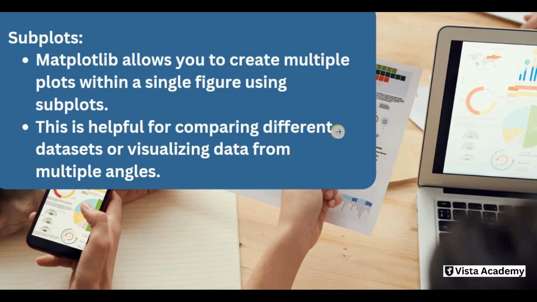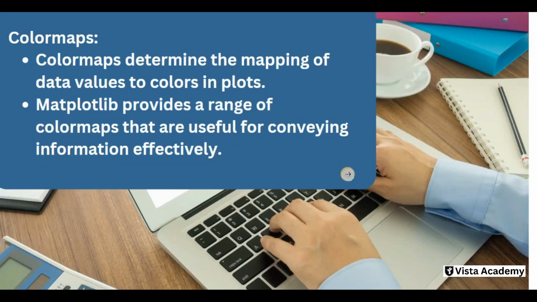Next is subplots. Matplotlib allows you to create multiple plots within a single figure using subplot. This is helpful for comparing different datasets or visualizing data from multiple angles. Next is color maps. Color maps determine the mapping of data values to colors in plots. So we can use different colors in a plot. Matplotlib provides a range of color maps that are used for conveying information effectively. So we can use different colors using color maps and convey our information effectively to our stakeholders.